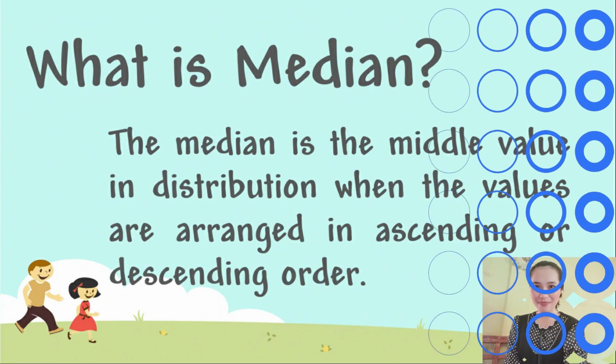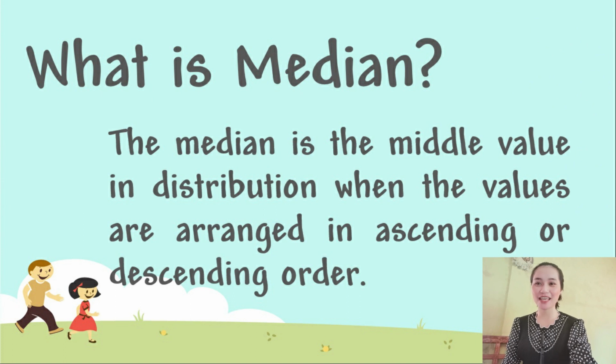So what is median? The median is the middle value in a distribution when the values are arranged in ascending or descending order. The median divides a distribution exactly in half so that 50% of the scores are at or below the median and 50% of the scores are at or above it. It is the middle value in the frequency distribution.